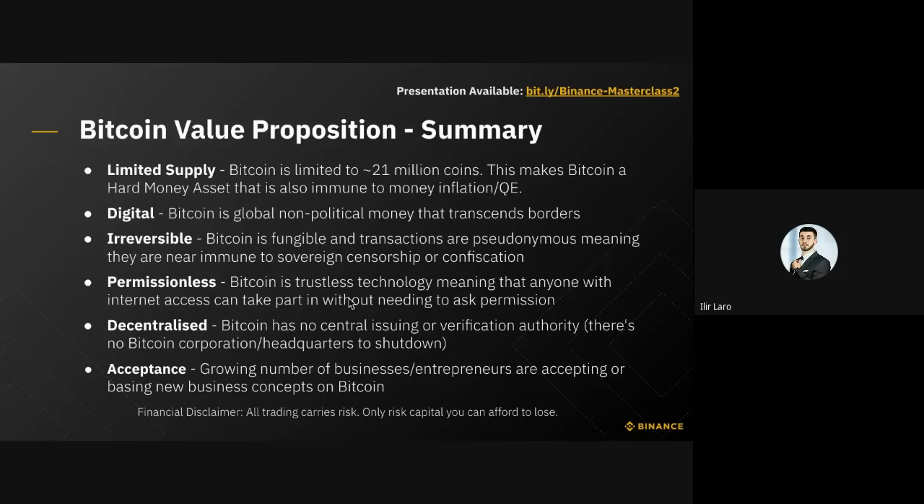Bitcoin is digital. Bitcoin is a global non-political money that transcends borders and governments. Bitcoin is irreversible. Bitcoin is fungible and transactionally pseudonymous, meaning that it is near immune to sovereign censorship or confiscation. Bitcoin is permissionless. Bitcoin is trustless technology, meaning that anyone with internet access can take part without needing to ask for permission. Bitcoin is decentralized. Bitcoin has no CEO, there's no government body, there's no central issuing or verification authority. There's no one to shut Bitcoin down.